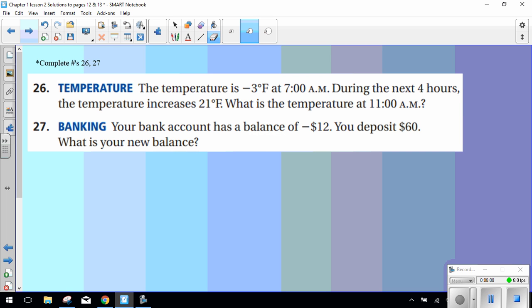Okay, 26 and 27. The temperature is negative 3 degrees at 7 in the morning. During the next 4 hours, the temperature goes up. It increases 21 degrees. So what's the temperature at 11 o'clock? So I'm going to draw you a number line here. I'm going to pause. I'll be right back.